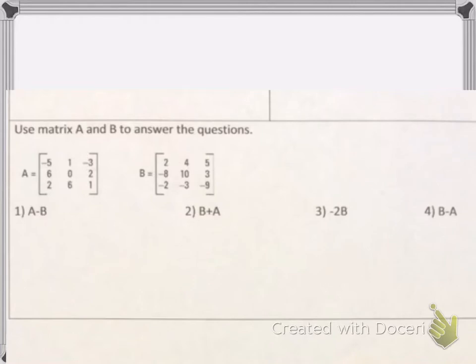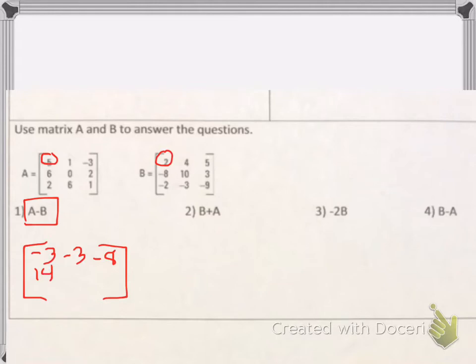Alright, so this time we're going to use matrices A and B to answer the questions. This one says to do A subtract B. I know A is a 3 by 3 matrix, I know B is a 3 by 3 matrix, and I'm going to subtract them. Position by position, I would start up here with negative 5 minus 2 to get negative 7, hmm, rather the negative 3 shown. Then 1 minus 4 to get negative 3. Negative 3 minus 5 to get negative 8, and then I go to the next row. 6 minus negative 8 would be 14. 0 minus 10 would be negative 10. And 2 minus 3 would be negative 1.